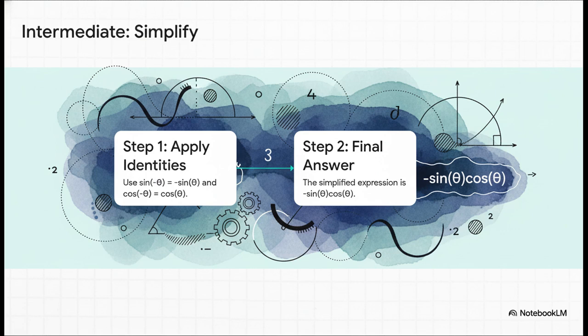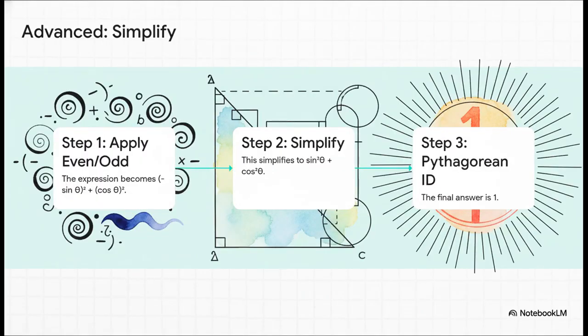Okay, let's step up the difficulty just a little. Here we have a product. No big deal. We just apply the rules to each piece. Sine of negative theta becomes negative sine theta. Cosine of negative theta just becomes regular old cosine theta. Now multiply them together, and what do you get? Negative sine theta, cosine theta. Simple.